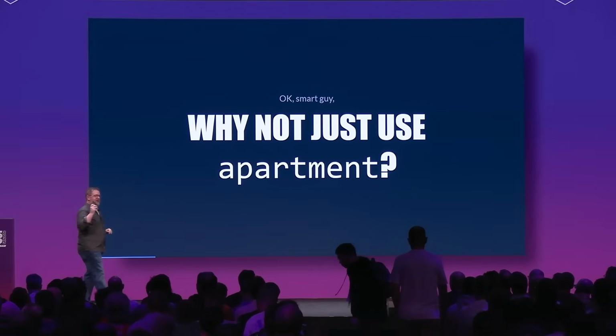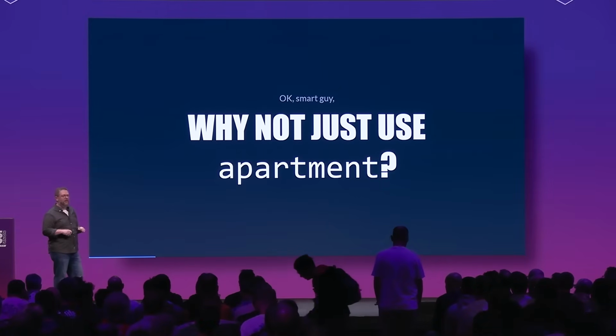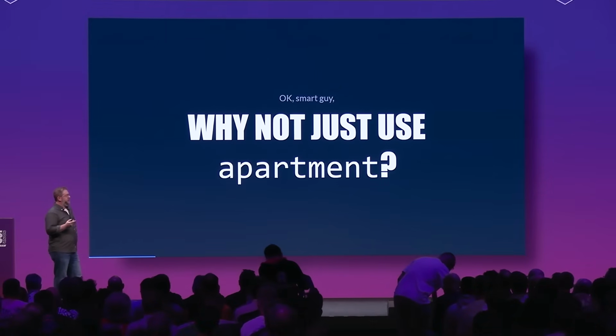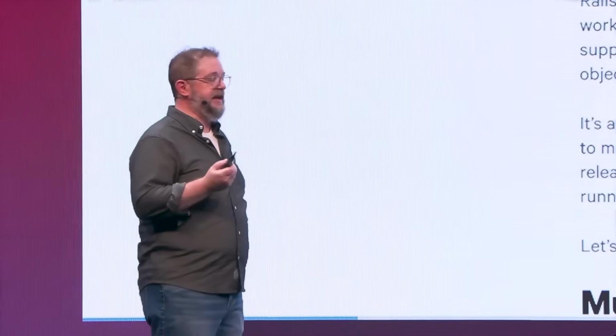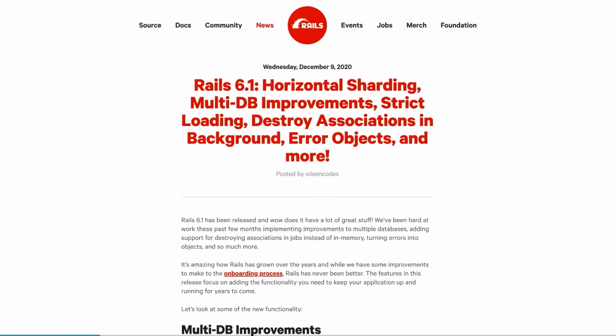I know what you're thinking. Hey, smart guy, why don't you just use Apartment then? So there are two reasons, I think, when we started to build Fizzy, which is our new application at 37signals, that Apartment wasn't really fitting our needs. And the first one has to do with connection management. So Rails 6.1 came out in 2020, and it provided horizontal sharding and multi-database support. And these features were implemented with thread safety in mind. Thank you, GitHub. Thank you, Alien.